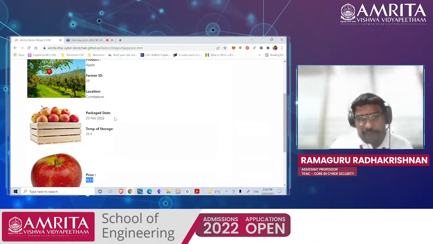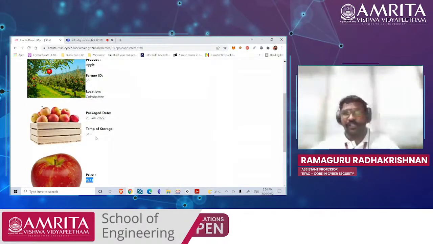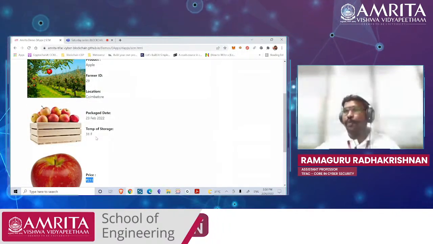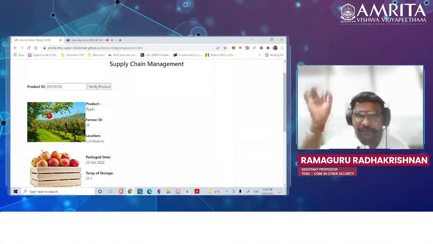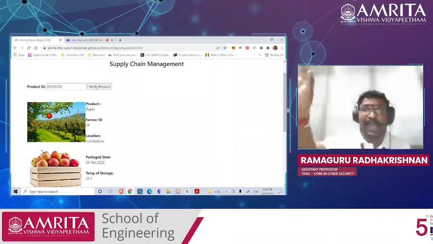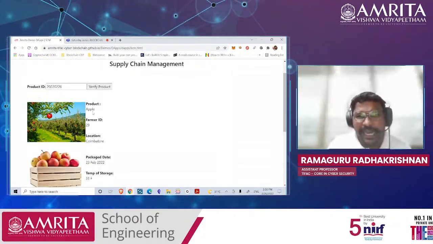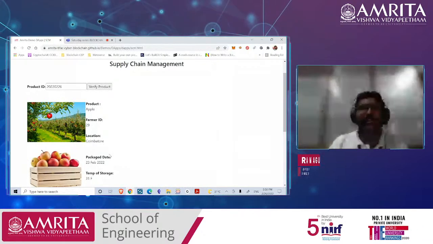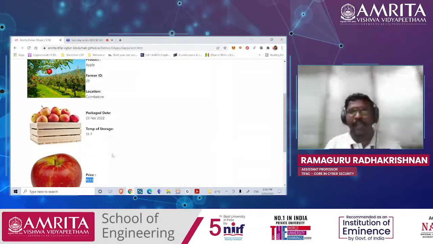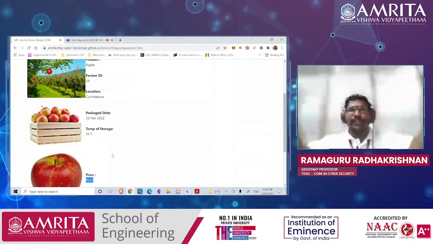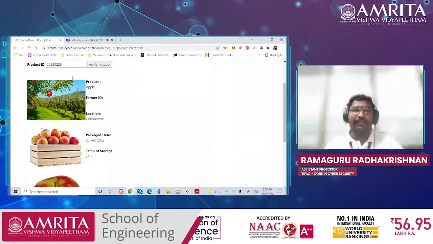And I can add more information: when it was shipped, from which location to which location, when it was unloaded, how many days it was in storage. All these details, right from the time when the apple was taken from the tree until it reached my hand, I can see the entire history if it is blockchain. Why? Because it is one ledger. All the stakeholders are storing their details in this ledger.